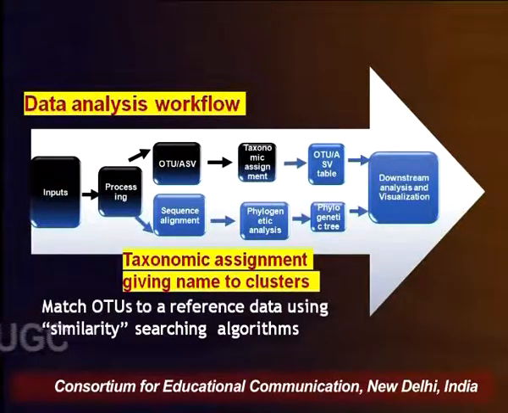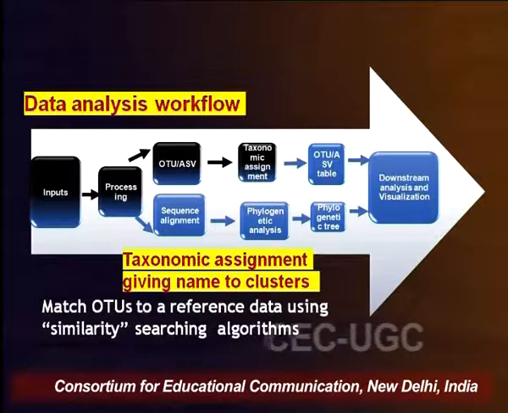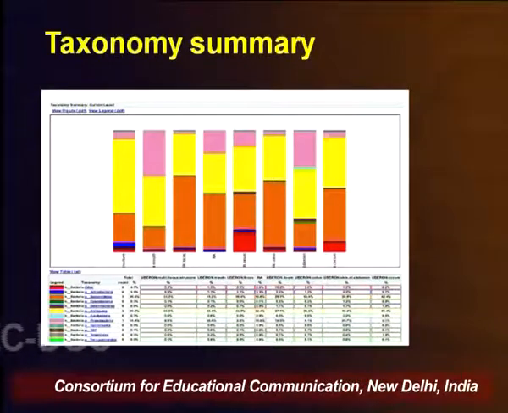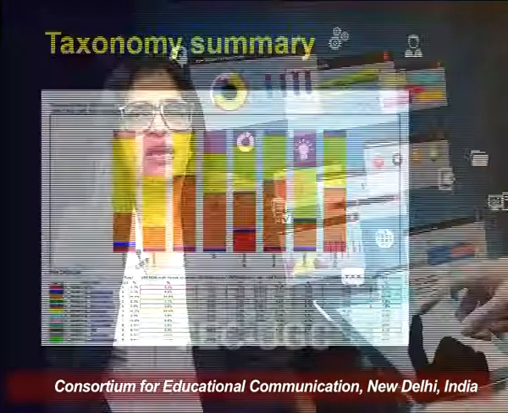So we can pick both OTUs and ASVs by these methods, and new methods are being designed. After we have picked, we try to give them a name, like this OTU belongs to a bacteria or it is a fungal OTU. So taxonomic assignment is where we give names to these clusters, and this can be easily done by similarity searching algorithms. Like this is a taxonomic summary of one analysis, where we try to identify how many eukaryotes or how many fungal species are here, how many bacterial species are here.